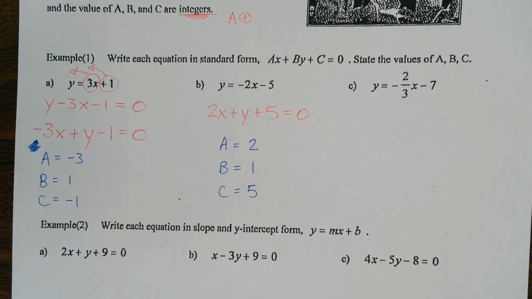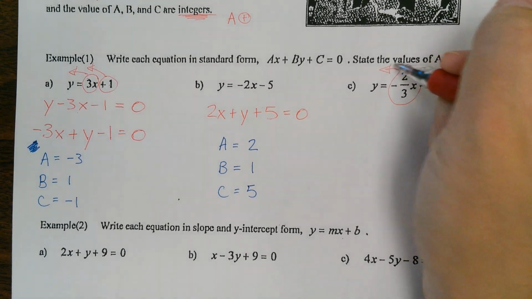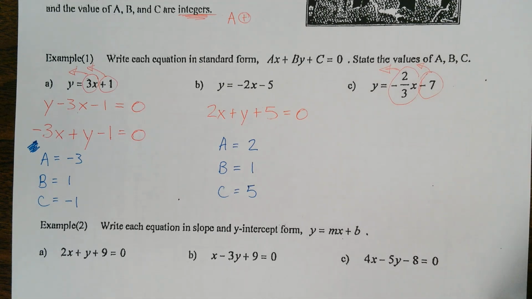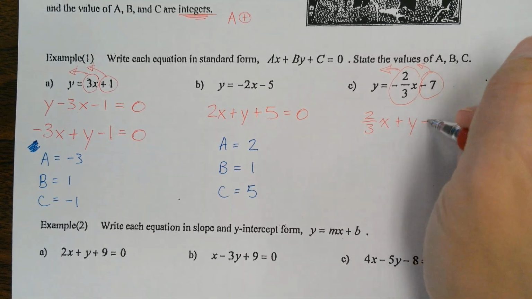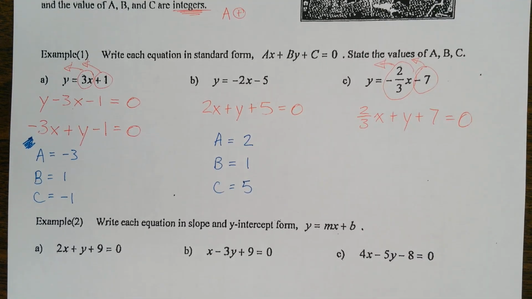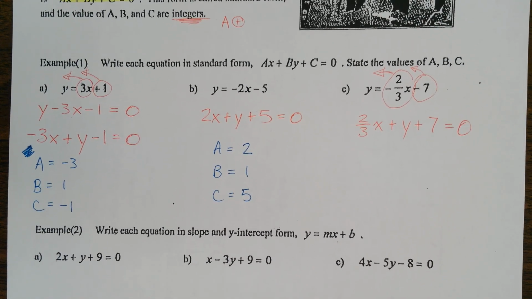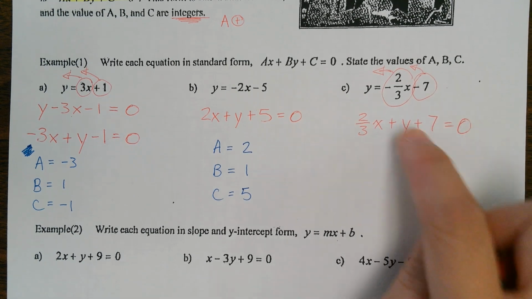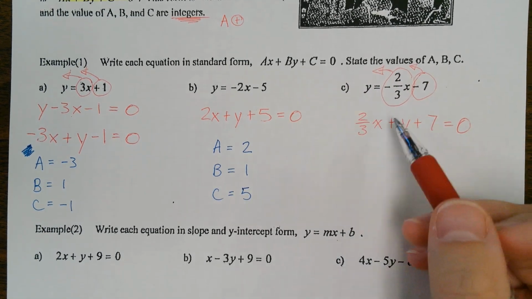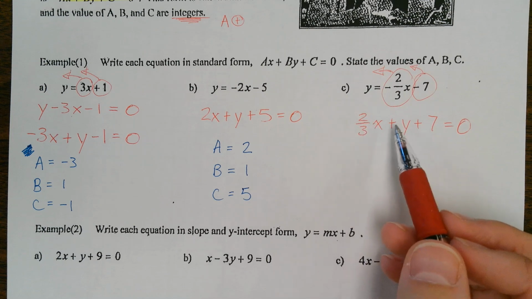Okay, let's see. So this seems really easy. All I'm doing is just moving everything to the other side and changing the sign. So this one, I get 2/3 x plus y plus 7 equals 0. Is this my final answer in standard form? No. Why not? I thought you said it had to be integer. Exactly. If you leave this as your final answer, you're not going to get the mark at all. I don't need to know that you know how to move variables to one side. These have to be integers. So how do I make this into an integer?